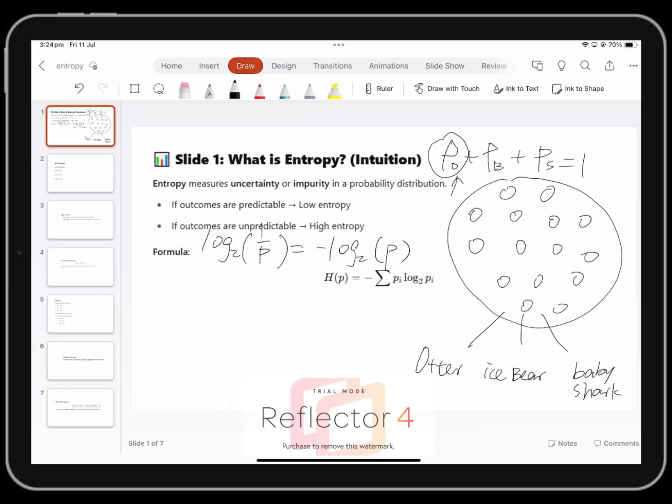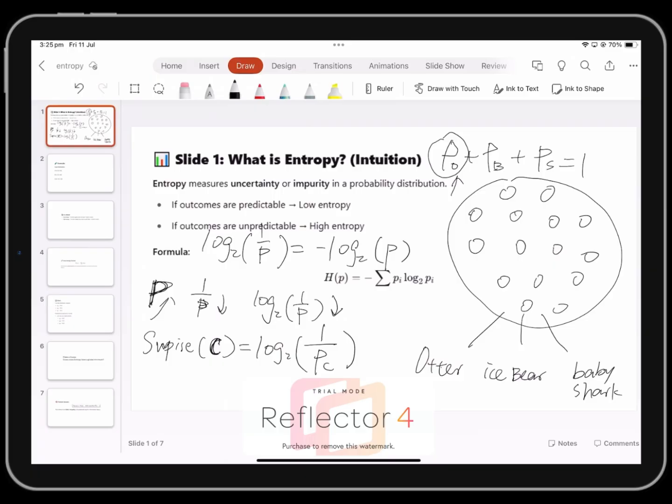Thus, we'll see if we use p to describe the probability that we observe the appearance of an animal. If the probability is big, then the value of this fraction will be small. And if we calculate the logarithm of 1 on top of p, the value also decreases as p increases. So if we define a surprise function, surprise for a class C, as the logarithm of 1 on top of the probability of observing an occurrence of C, then we know that as the probability goes up, the surprise will go down.